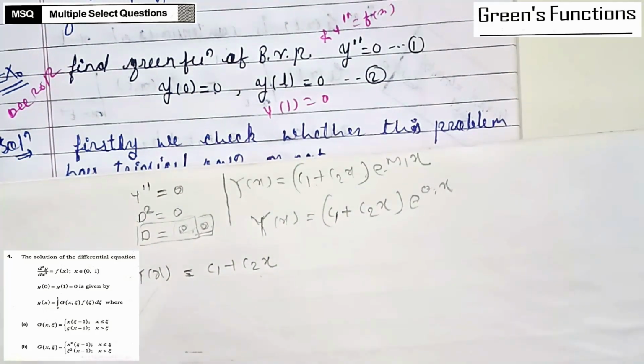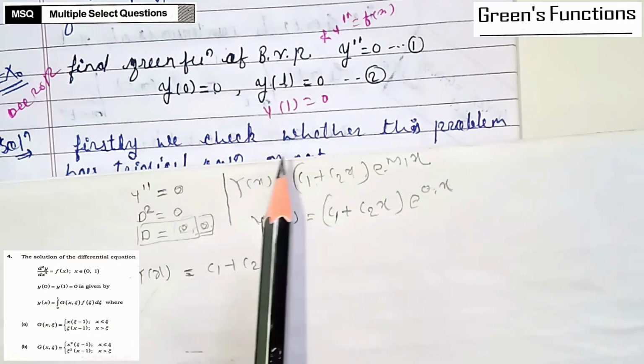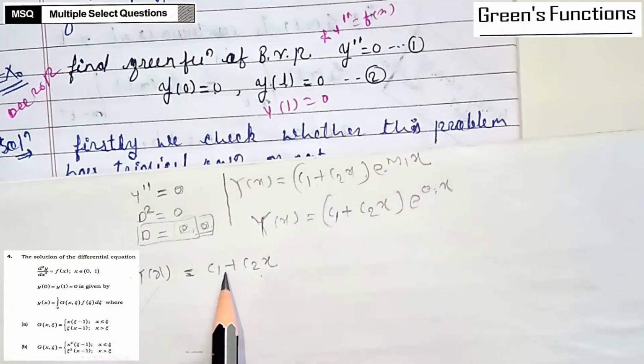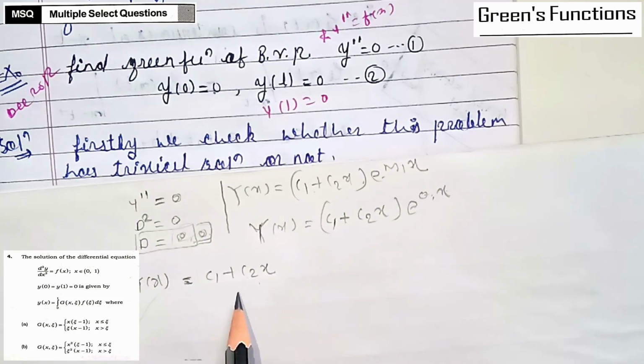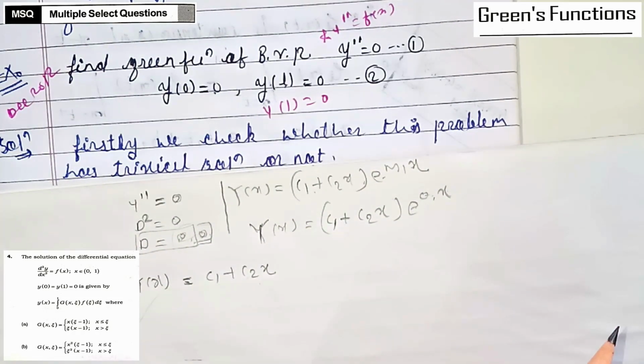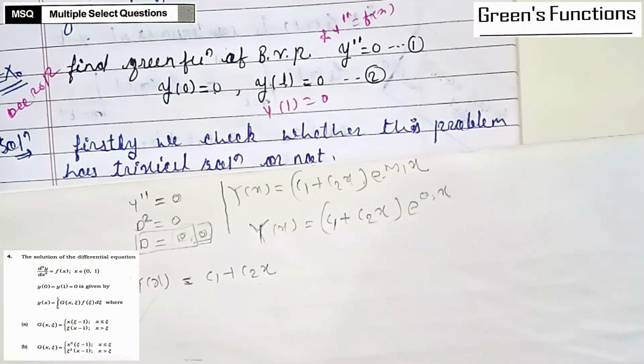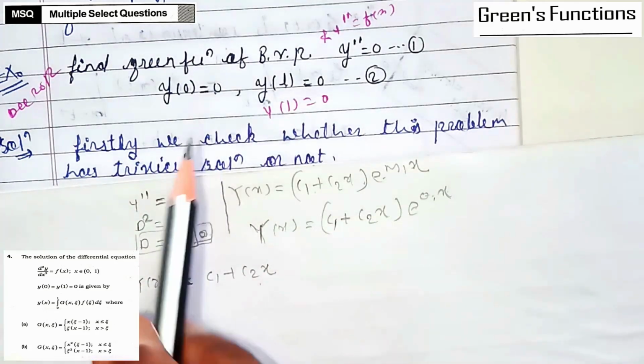This is the solution, but we have to check our boundary conditions and find the values of c1 and c2. If it gives a non-trivial solution, then we cannot apply the Green's function, that means there does not exist a Green's function. But if it gives a trivial solution, then there always exists a Green's function.